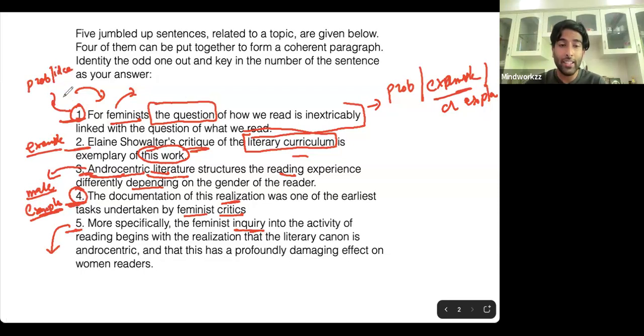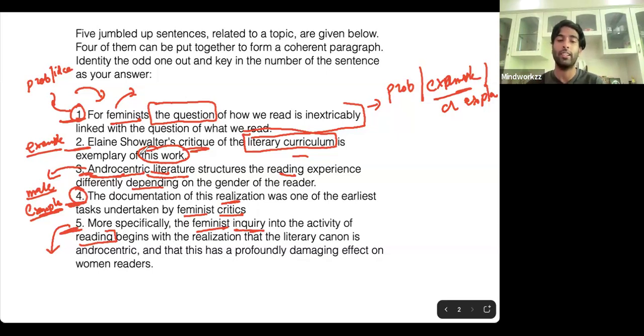So why is it introducing an idea? Let me explain this. Because it is trying to set some kind of context for you, that the question of how we read is directly linked with the question of what we read. And why is that happening? That is explained now in statement number 5. More specifically, the feminist inquiry into the activity of reading. This statement literally means that the feminist question into how we read, or what we read, is exactly linked to that.